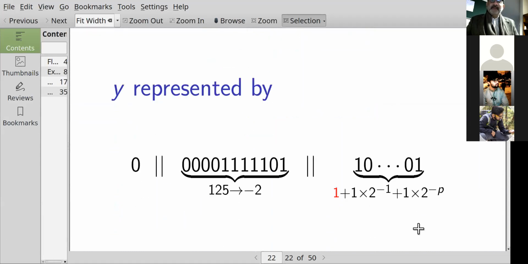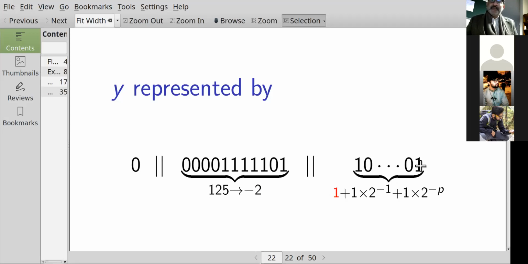Now let's look at y. Okay? So here's a number y, which is represented in binary using those 64 bits, as I said. The sign bit is 0, so that means a positive number. And then I've got the binary for 125. But there's a bias of 127, so this doesn't stand for 2 to the 125, it stands for 2 to the minus 2. Okay?